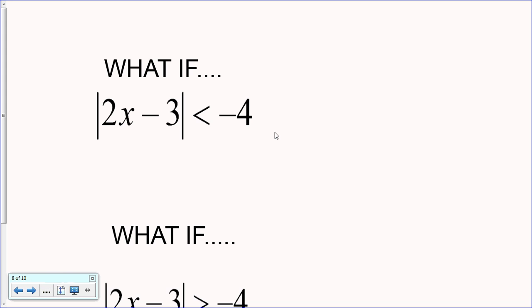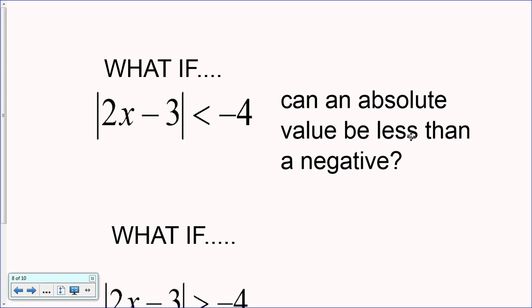Alright. Now, with equations we were very, very diligent about, if an absolute value equals a negative, that's not possible. But what if we have an inequality where it's either less than or greater than a negative number? So, here we have the absolute value of 2x minus 3 is supposed to be less than negative 4. Well, ask yourself, can an absolute value be less than a negative number? No, we can't have the absolute value be smaller than a negative number, because that just means it's going to be negative then. And the absolute value can't be negative. So, that means we have no solution here.